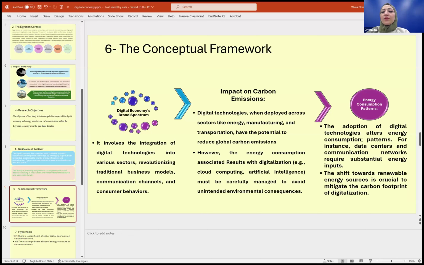The variable of the energy consumption patterns, which is the explanatory variable: the adoption of the digital technologies alters energy consumption patterns. For instance, data centers and communications networks require substantial energy input. This shift towards renewable energy sources is crucial to mitigate the carbon footprint of digitalization.